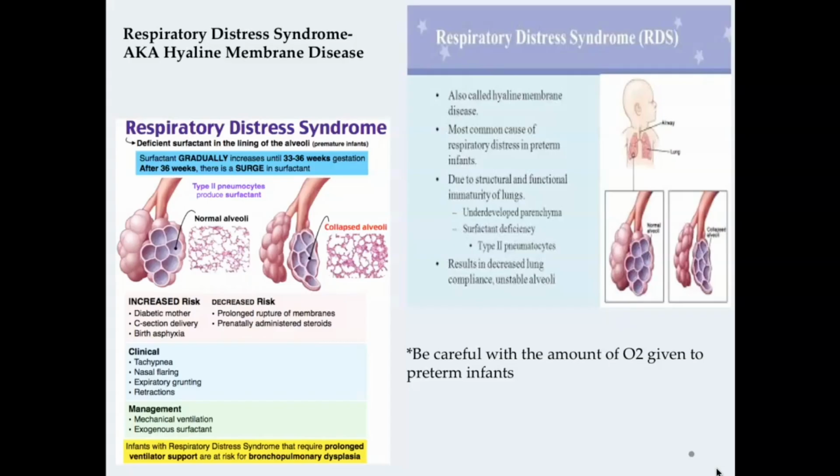So respiratory distress is caused by deficient surfactant in the lining of the alveoli, which is why it typically occurs with preterm infants, because they're born early before the surfactant was able to develop and be produced. One of the things that we give to moms that help with this is the steroids, or the betamethasone injections, that helps with lung maturity or fetal lung development. So any mom who's at risk of having a preterm baby will get those steroids.